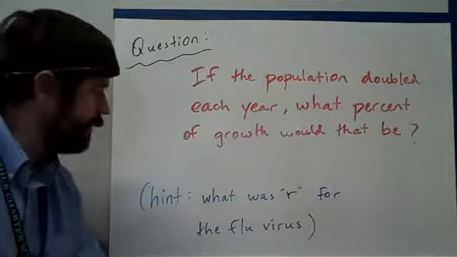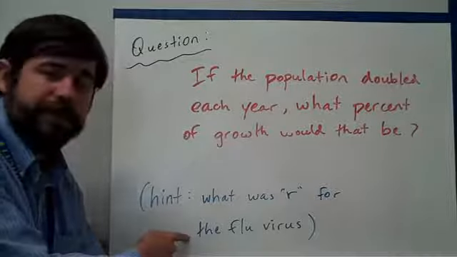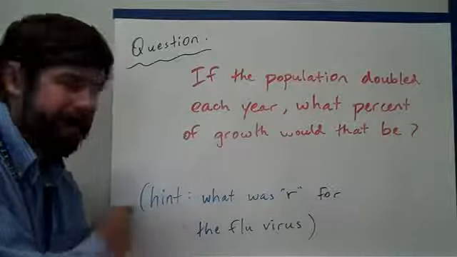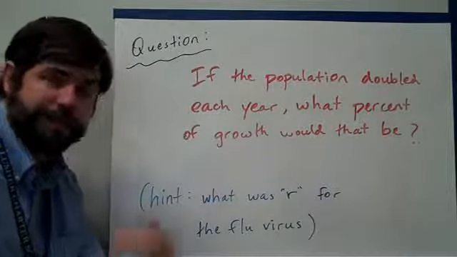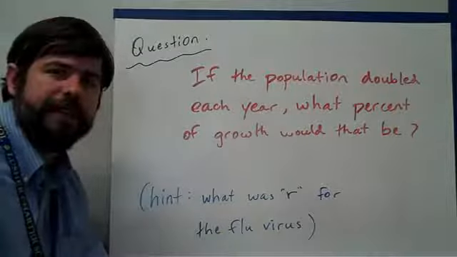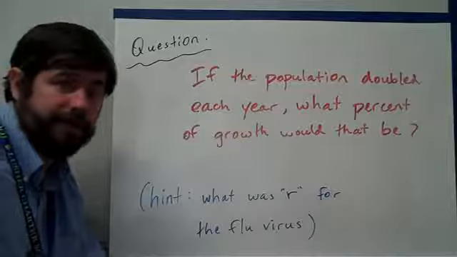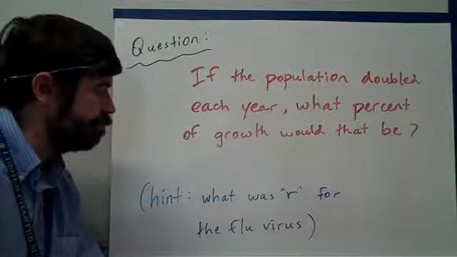And a little hint, if you think back to the activity we did during class, it'll be the same number as the flu virus. The amount of people infected with the flu virus doubled every cycle, didn't it? So whatever r we used for that should be the same r here. And then think about what percentage of growth that is. That's it.